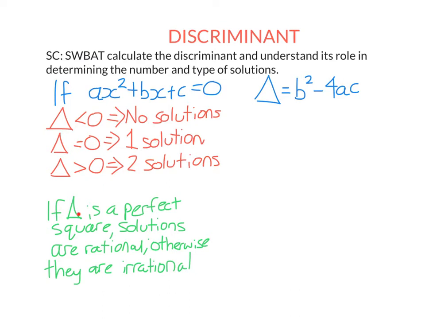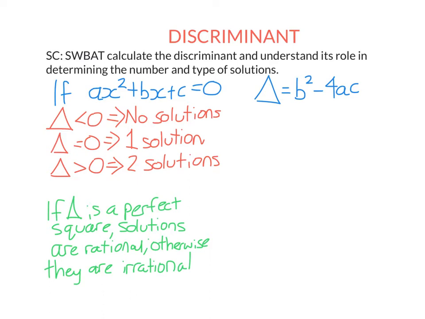Moreover, if the discriminant is a perfect square, then the solutions are rational, so they can be written as fractions like 3 over 5 or 4 or minus 7 or whatever. And if the discriminant is not a perfect square, then they will be irrational, so there'll be numbers like square root of 2 or 3 plus the square root of 5 or whatever.